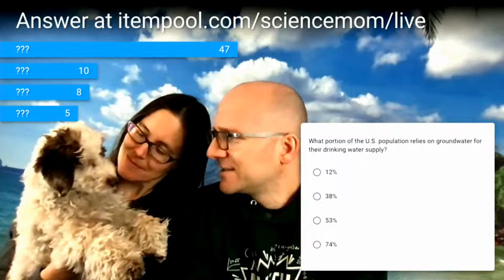Ooh, man, 46 votes for one answer. Let's go ahead and finish and reveal. 38%, according to the U.S. Geological Survey, 38% of us in the U.S. rely on groundwater for our water. So it's really important to make sure that the water is safe to drink and that we don't pump it out faster than it's going in.